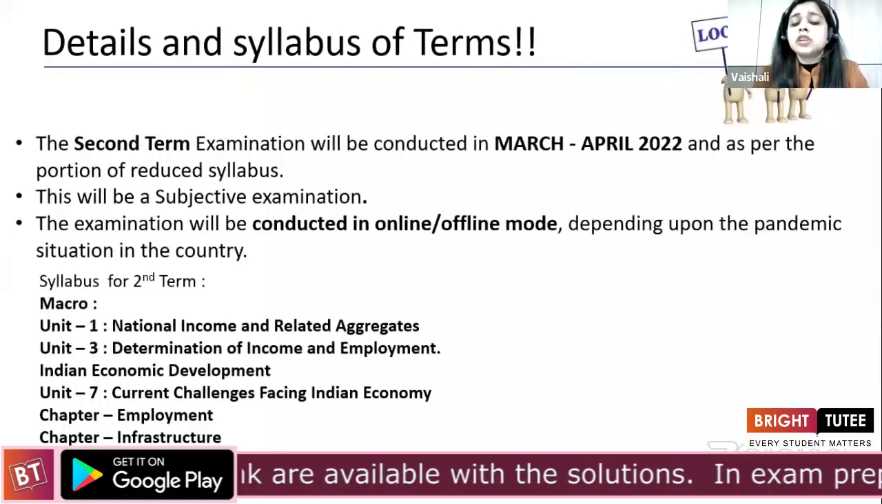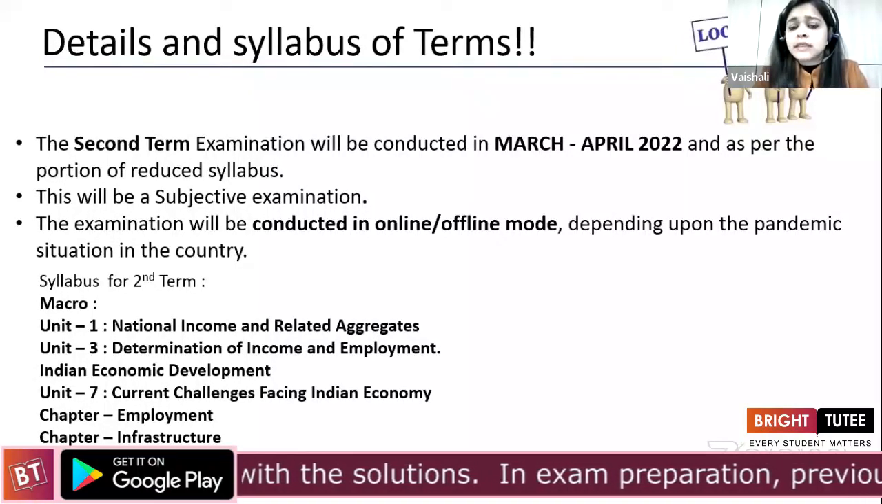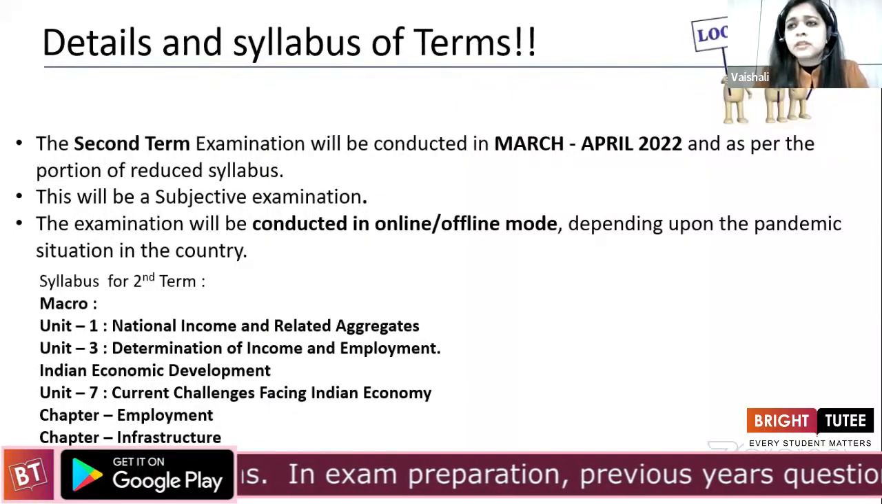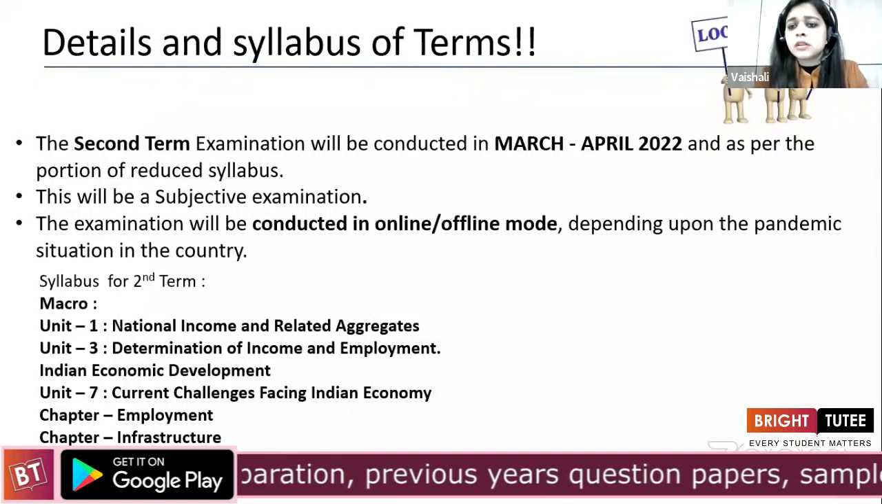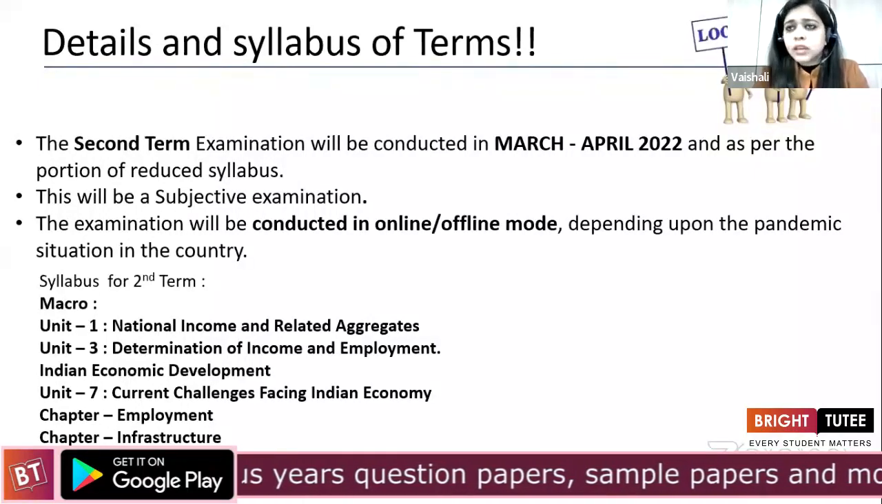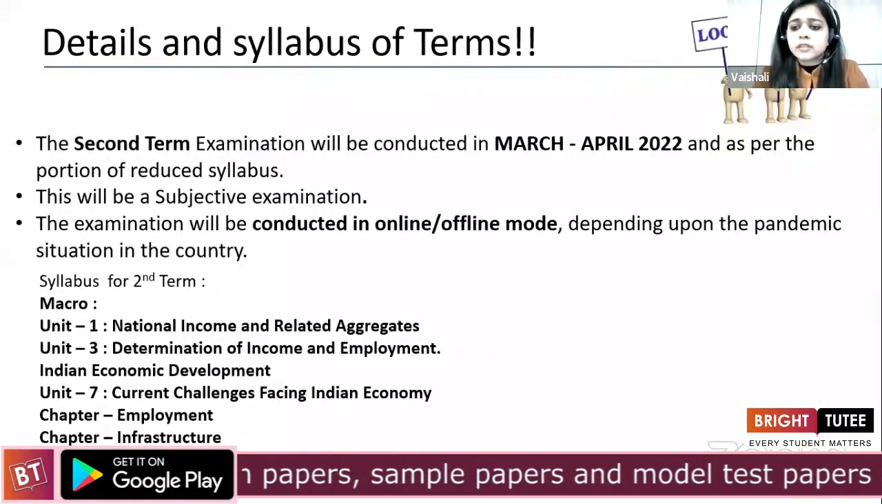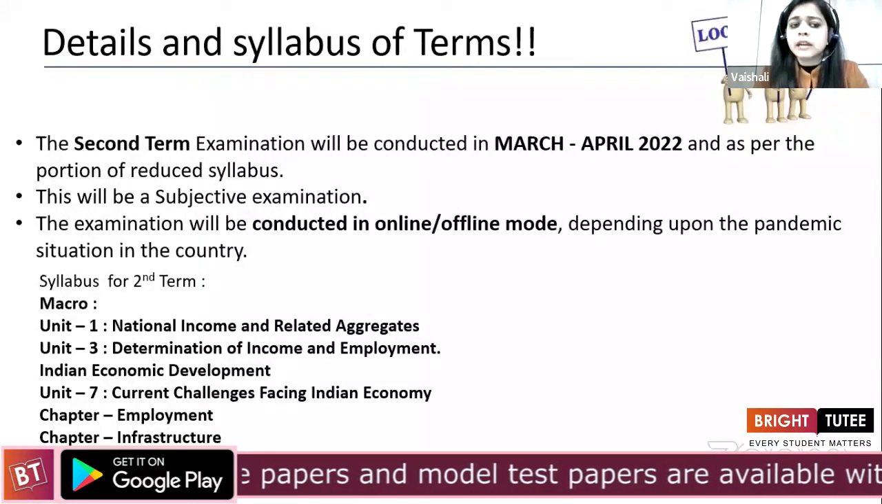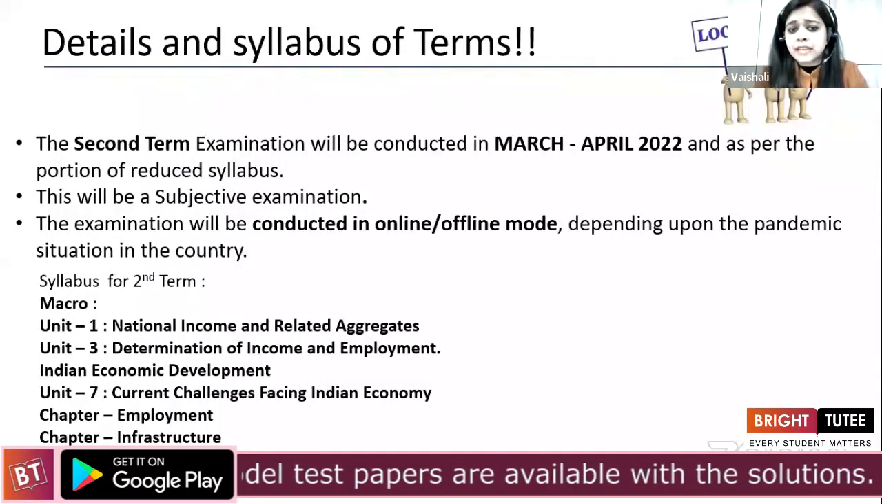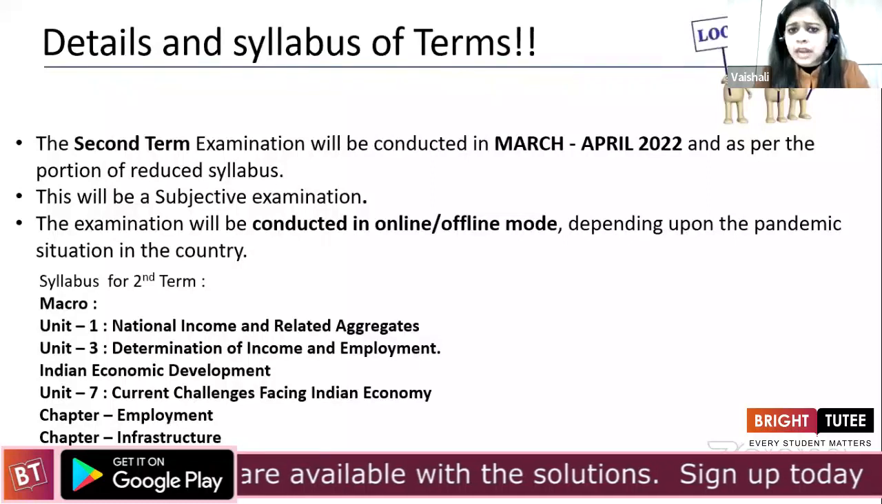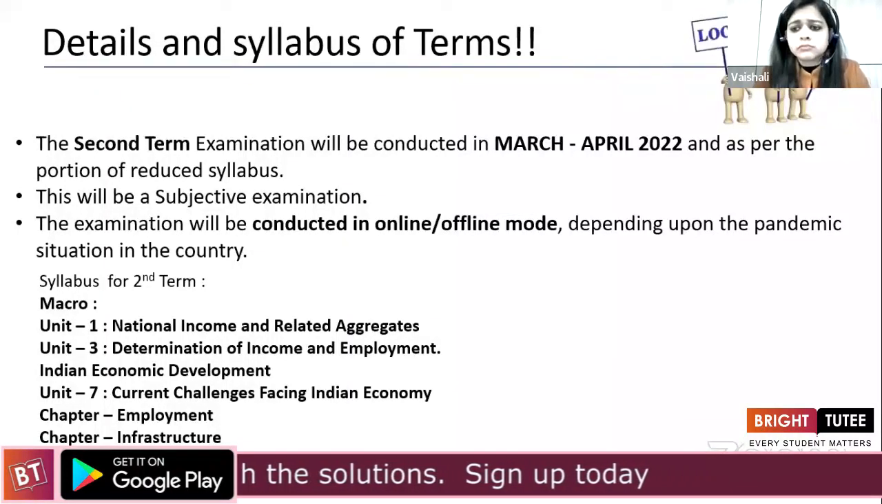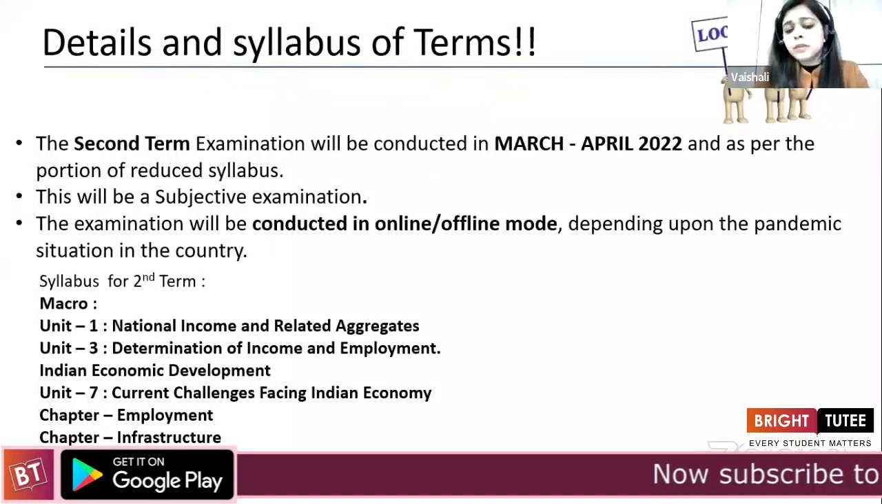So now term 2, we are expecting term 2 exams in March or April, probably not in March now because it's already February. So looking at the environment and whatever is conducive, we are scheduling, and that is a purely subjective examination. If you have just had a look at the CBSE sample paper, it is a purely subjective examination, and the paper will be online, offline.